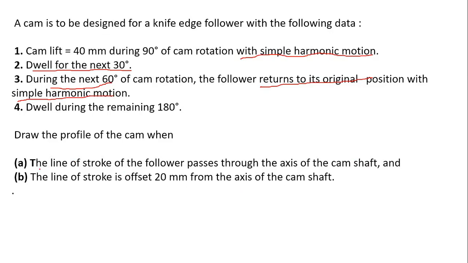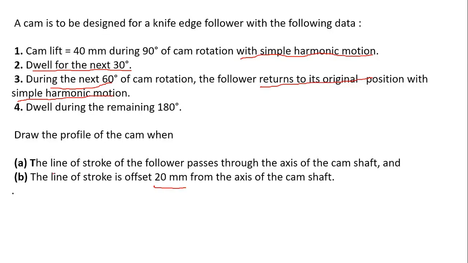मीन्स हमें जो कैम प्रोफाइल ड्रॉ करना है वो दो केसेस के लिए करना है. पहला जब रेडियल कैम होता है और दूसरा ऑफसेट कैम के लिए. Radial means when the cam axis and follower axis are collinear, and when the follower axis and cam axis are not collinear but it is at some distance from the center of the cam to the follower axis, that is given here 20 mm.